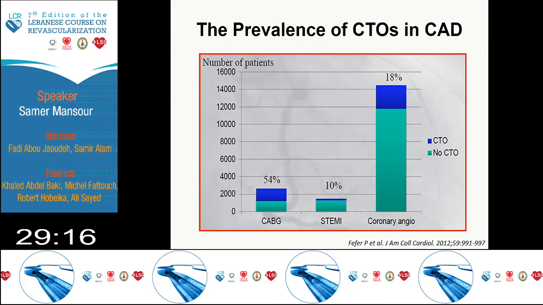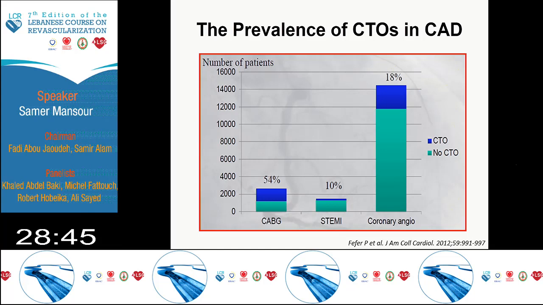First of all, what's the prevalence of CTO? Dr. Strauss in Toronto did a great job looking at 14,500 coronary angiograms that were performed in the cath lab in Toronto, and then they looked for the prevalence of CTOs, excluding CABG patients, excluding STEMI patients, and looking at the patients that come for non-ST ACS, stable angina and other indications. And then you can see that the prevalence of CTOs is 18%.